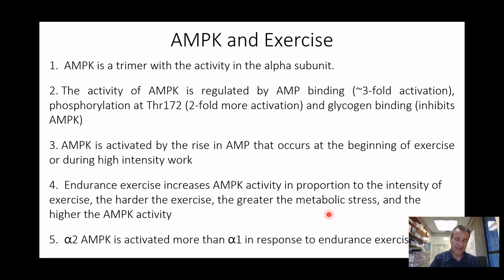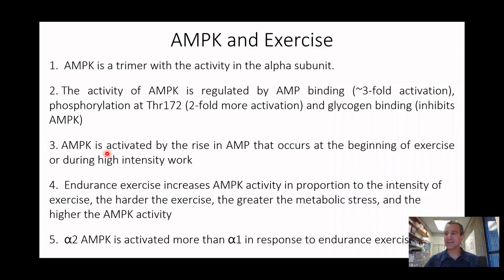So AMP kinase is a trimer. It's a heterotrimer. The kinase activity is in the alpha subunit. The alpha subunit, or the kinase activity, is regulated by AMP binding. So when AMP is bound to the kinase, its activity goes up threefold. And by phosphorylation, which activates it again by another twofold. It's also inhibited by glycogen binding. So when you have more glycogen and you've bound your AMP kinase into glycogen, you don't get as much AMP kinase activity. So a simple way that you can accentuate the effects of high intensity exercise is to do it in a low glycogen state.